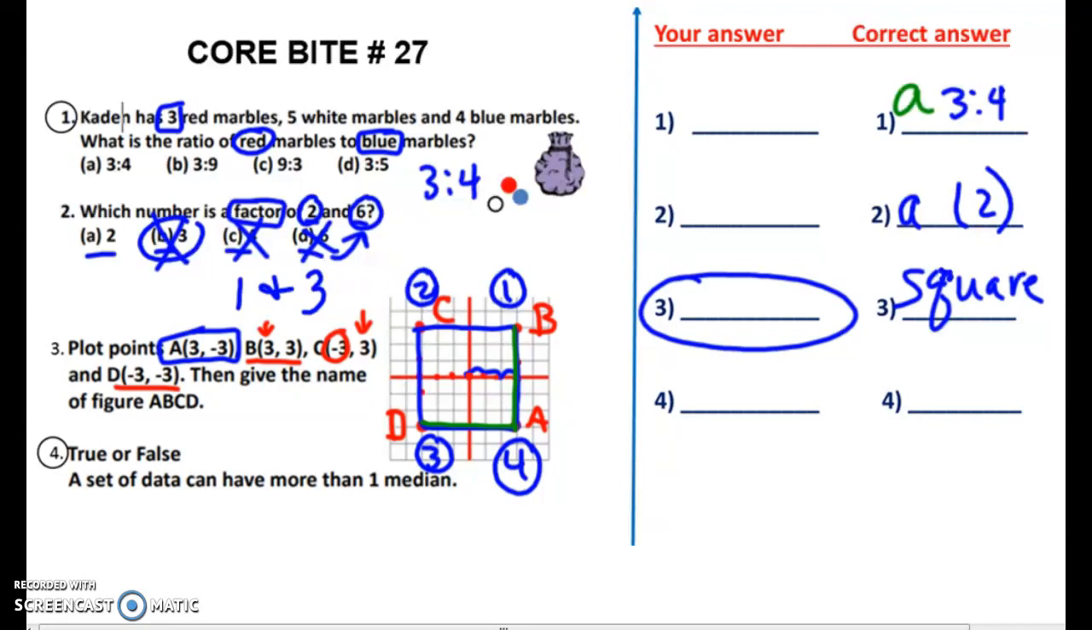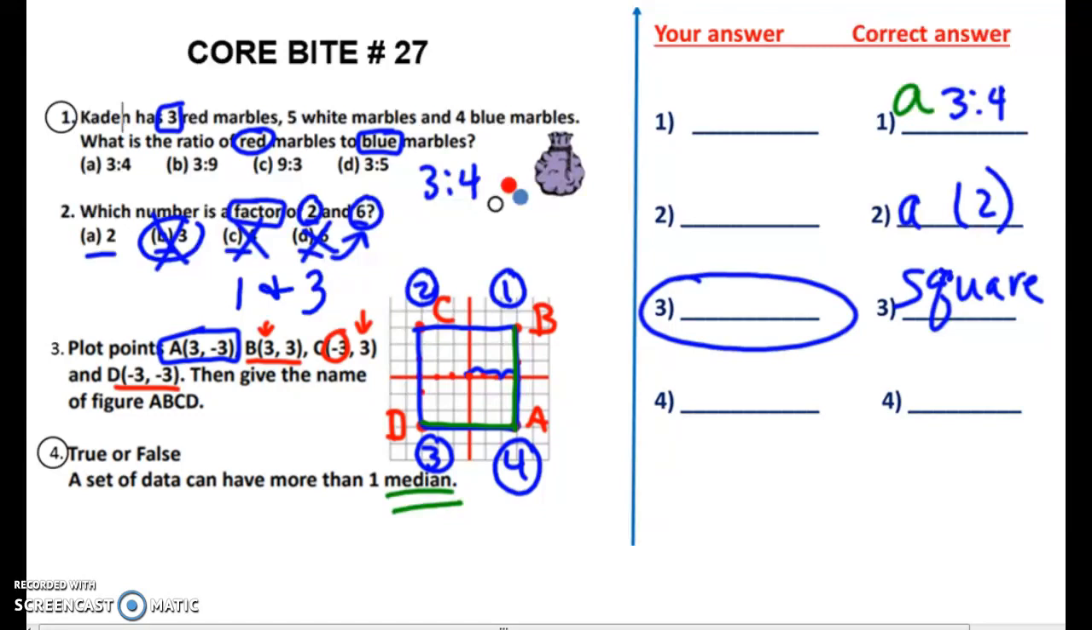The last one, your hint for number 4 is I want you to turn back over to core byte number 25, and I want you to read your definition of median that you should have written down when you did core byte number 25 this week. Pause your video and look back at that definition and then answer number 4.